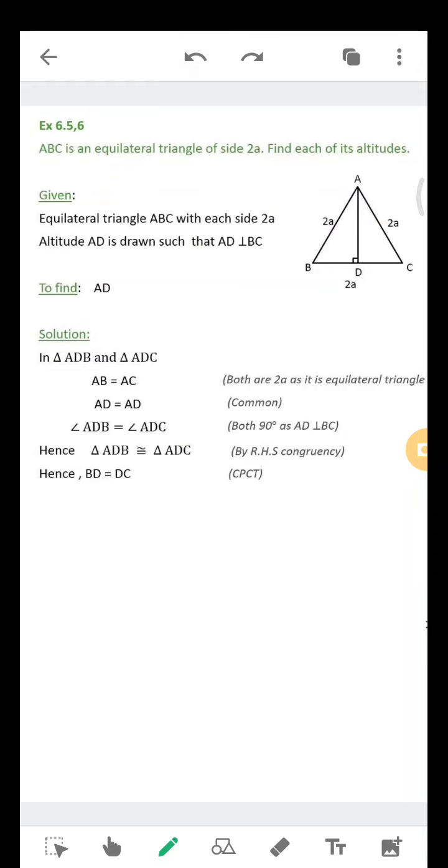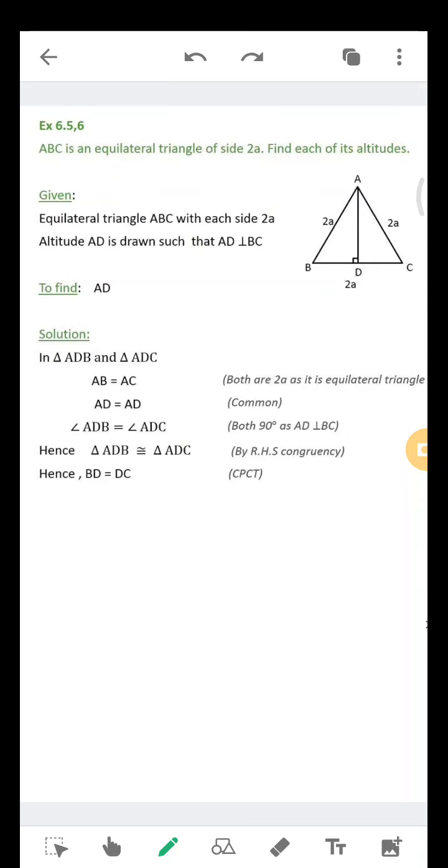So why did I prove this? I proved these two triangles are congruent to get BD is equals to DC. Okay, so we have got BD is equals to DC, or if this is asked for 3 marks, you can directly say that BD is equals to DC as AD is the altitude. Or you can write all the steps and prove it. So BD is equals to DC we have got.